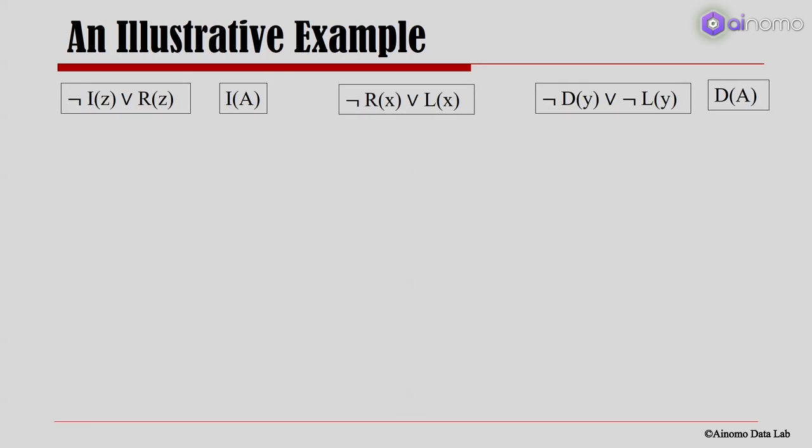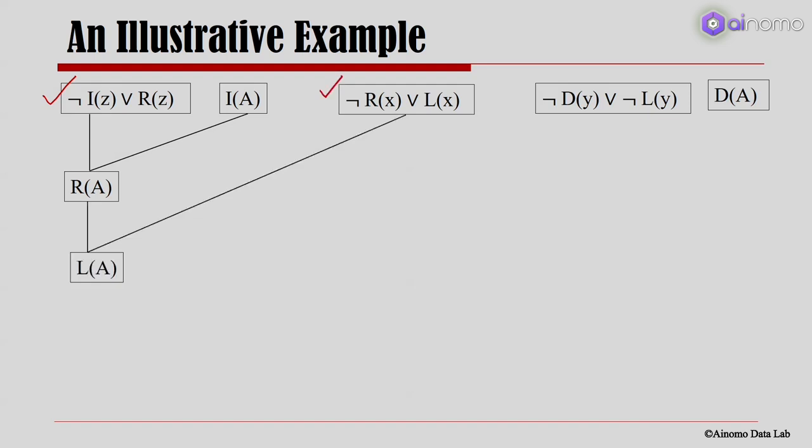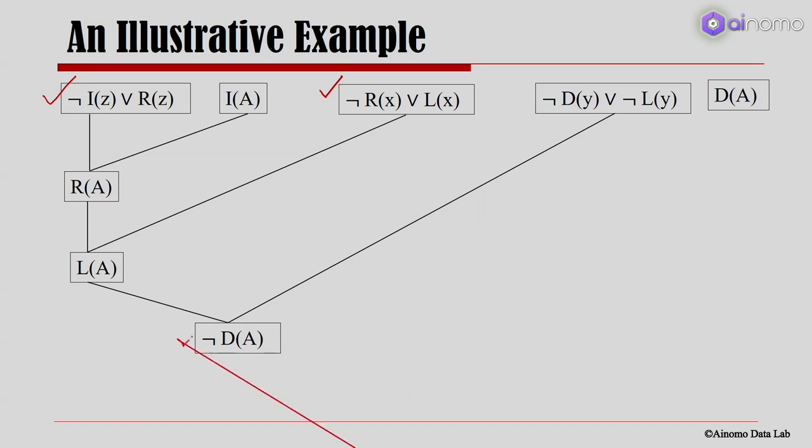So, here are my clauses. I then start with resolving from the goal well formed formula itself, the clause that has come because of the negation of the goal, and I have R of A that resolves with this clause here to give me L of A, which then can be resolved with the clause not D(y) or not L(y) to give me not D of A. And now, once I have not D of A and D of A in my original clauses, I have the empty clause, and therefore the statement is proved.